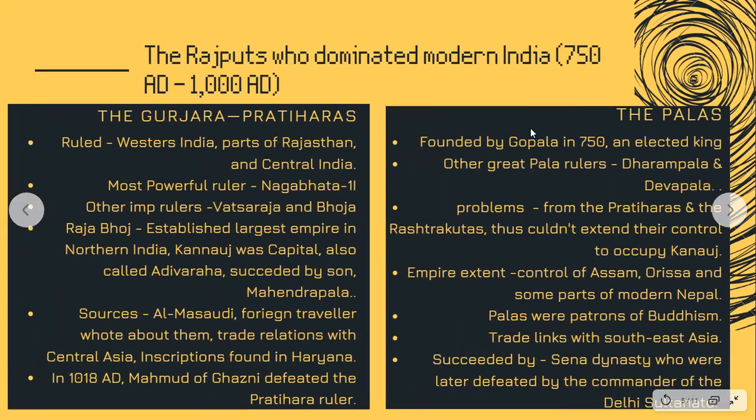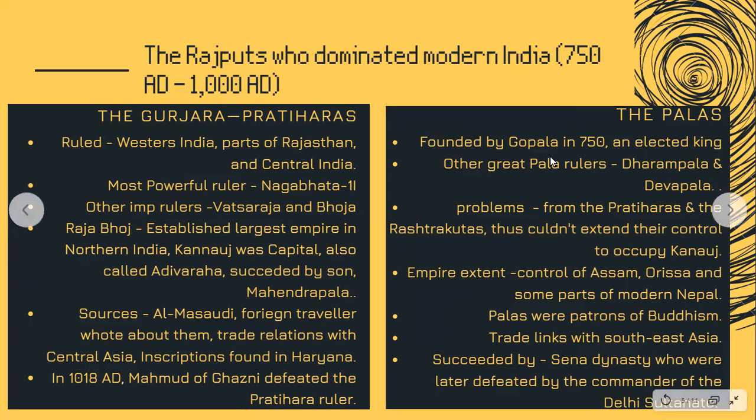Then we have the Palas. Palas were founded by Gopala in 750. Now the most interesting fact that I particularly find about Palas is that Gopala was an elected king. Do you realize what that means? Elections happened. This is a democratically elected ruler. It is beautiful, right? Just to think that way back in 750, people elected a king for themselves. This is new, unheard of, and very different, which is amazing.